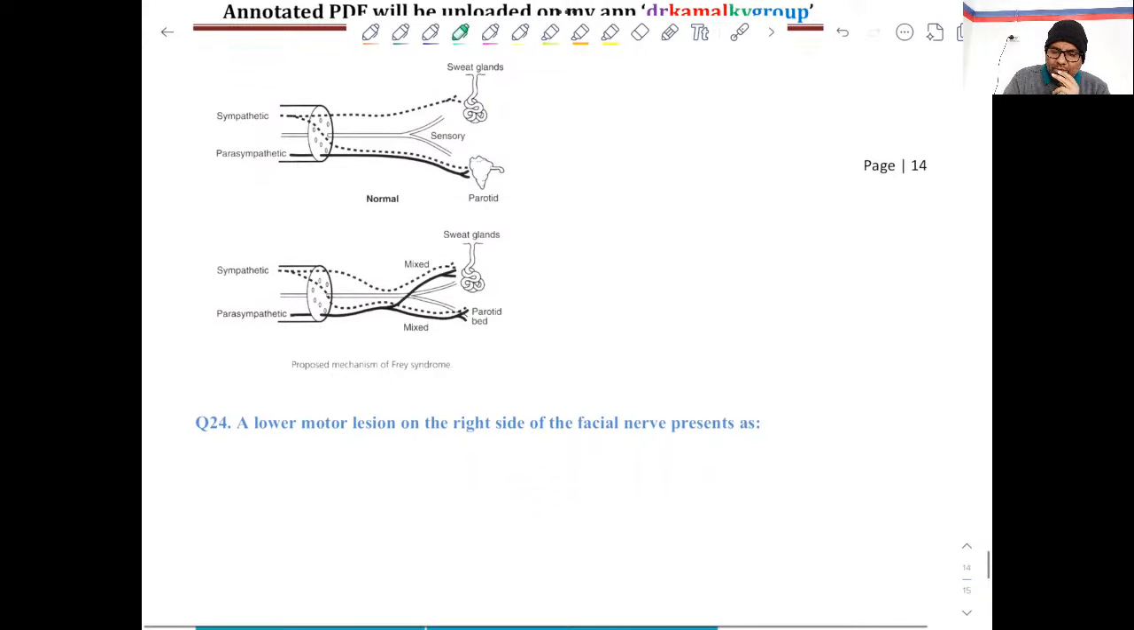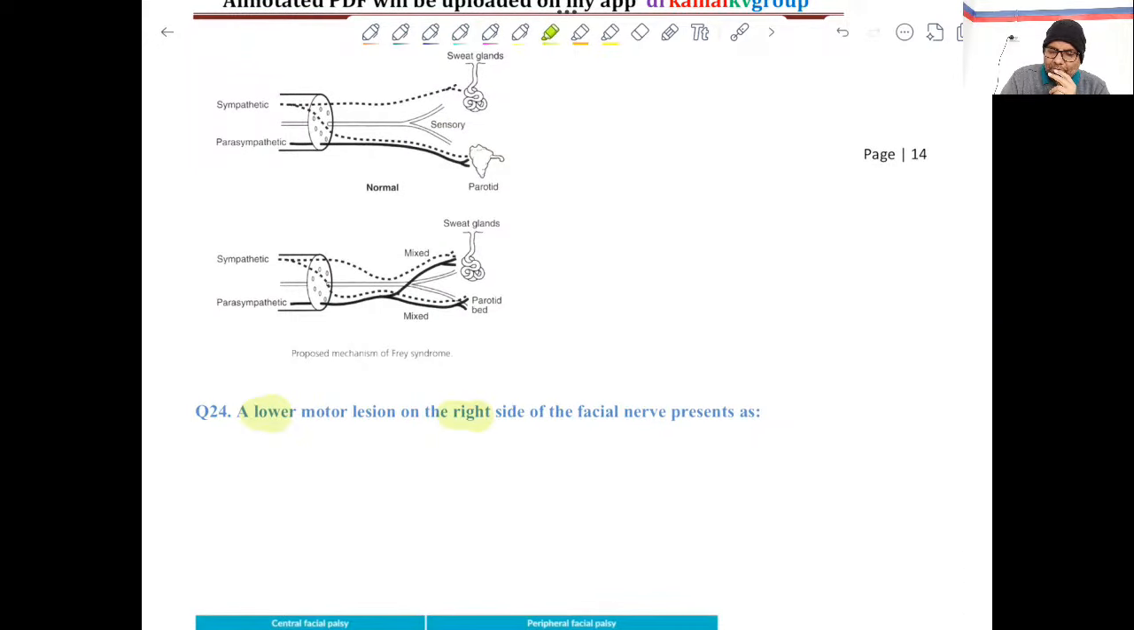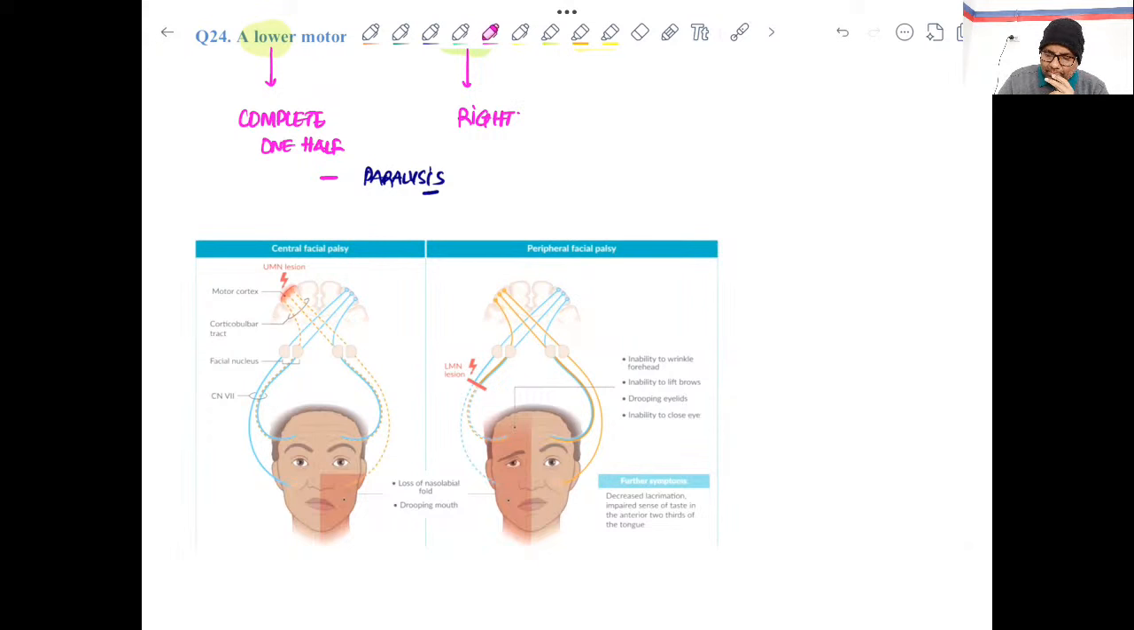Then moving forward to LMN right side facial nerve. So it means there will be affection of the same side, and since it is LMN, so complete one half paralysis. Okay, so complete one half paralysis. So how will it be seen? Like if suppose this is the right side here, this whole right side will be paralyzed. So there is involvement of the forehead and the lower part of the face as well. So this is how you need to remember. This is LMN or Bell's palsy. Clear? So this is important here.